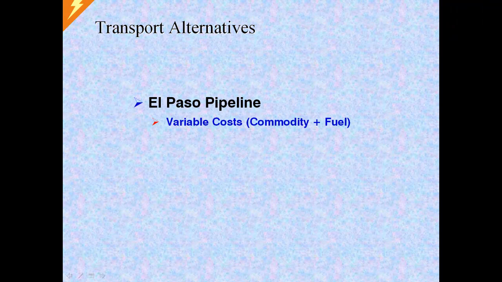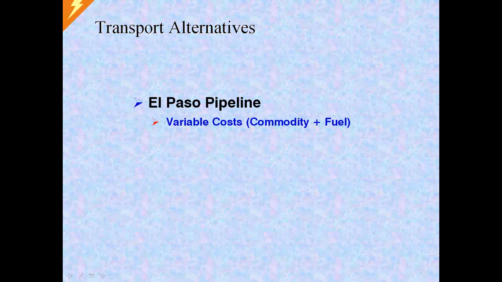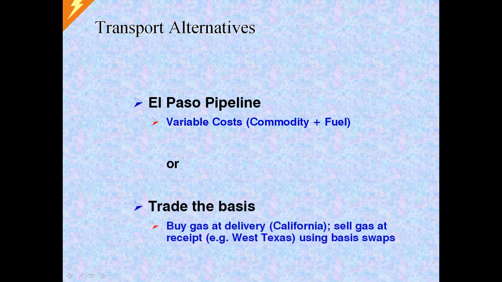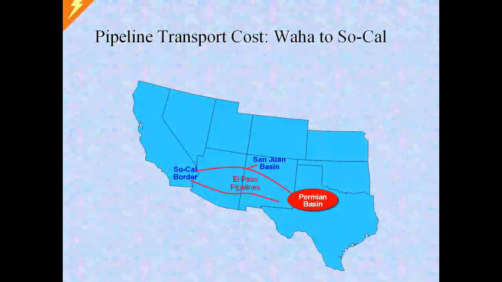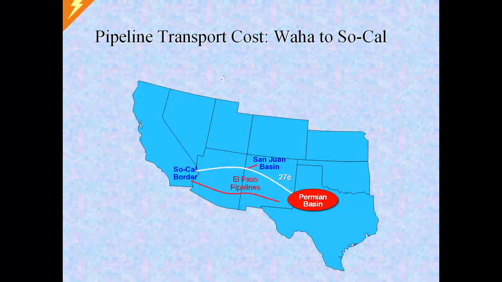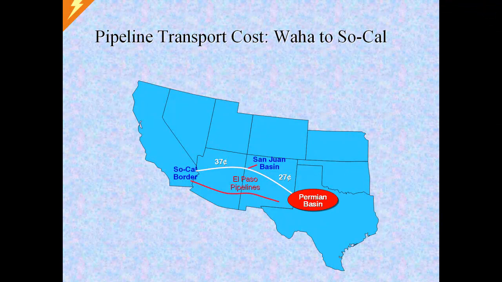In analyzing transport costs, we will compare the variable or marginal cost of each alternative. With the pipeline, the variable cost would be the commodity charge plus the fuel charge. The alternative is trading basis swaps, in which case the marginal cost is the price difference between selling gas at the receipt point, for example, West Texas, and buying gas at the delivery point, Southern California border in this case. Using the El Paso pipeline, the variable cost will be the cost from Waha Permian to Blanco, New Mexico, which is 27 cents, and from Blanco, New Mexico to the Southern California border. So the total cost for Permian to California transport would be 64 cents.